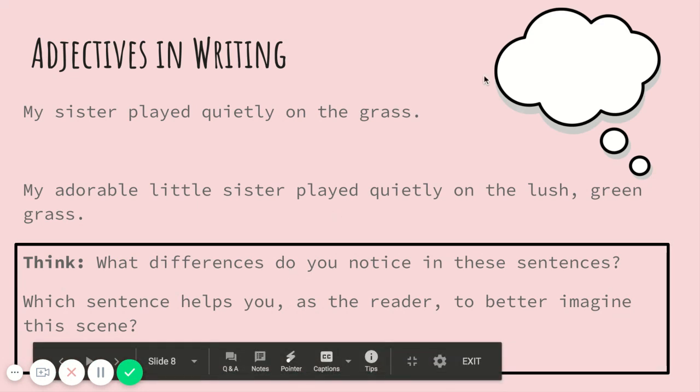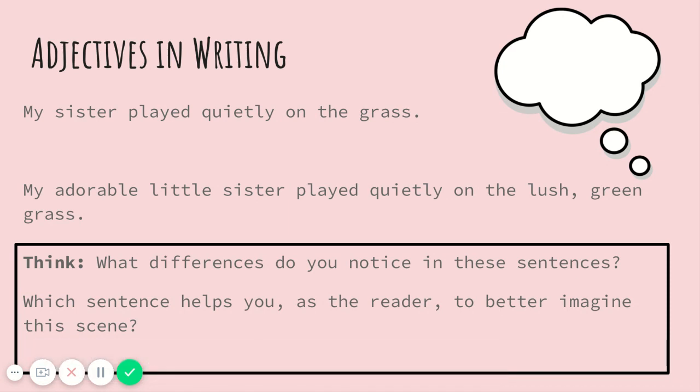Now, adjectives are not just present when you're reading. Obviously, they're also present when you are writing. So I'm going to go ahead and play with an example here of a sentence first without as many adjectives, and then another sentence where we added some in to kind of make the sentence more interesting. So the first sentence right here says, "My sister played quietly on the grass."